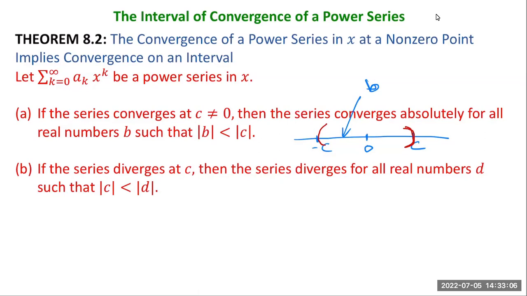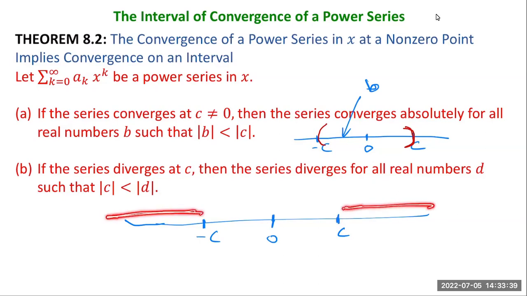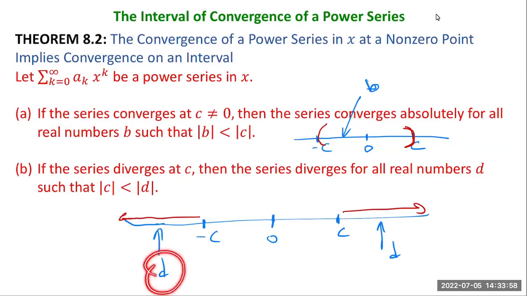And then the second part, part B, if the series diverges at c, then the series diverges for all real numbers d such that absolute value of c is less than absolute value of d. Okay. So what does that tell us? Again, here's the picture. This is your zero, say this is your c, and then this should be your minus c, right? So what this tells you is that if your series diverges at x is equal to c, then it diverges for all the values in these two intervals. If you pick any value d in these two intervals, then your series diverges. That's what it simply tells you, okay? You pick a d value from this interval or from this interval, then your series diverges at that chosen d value.